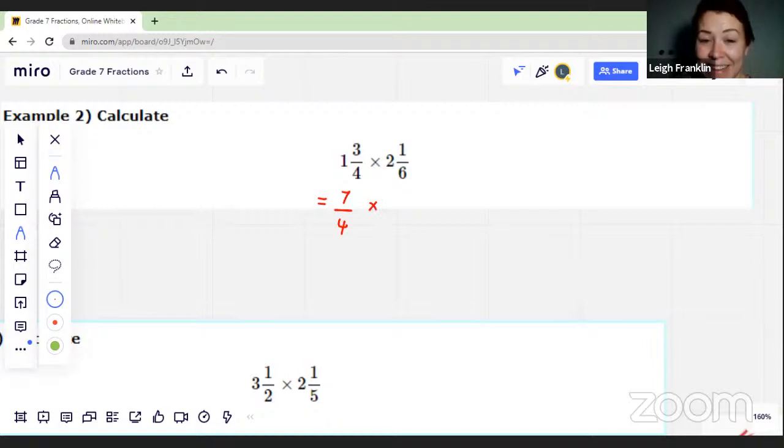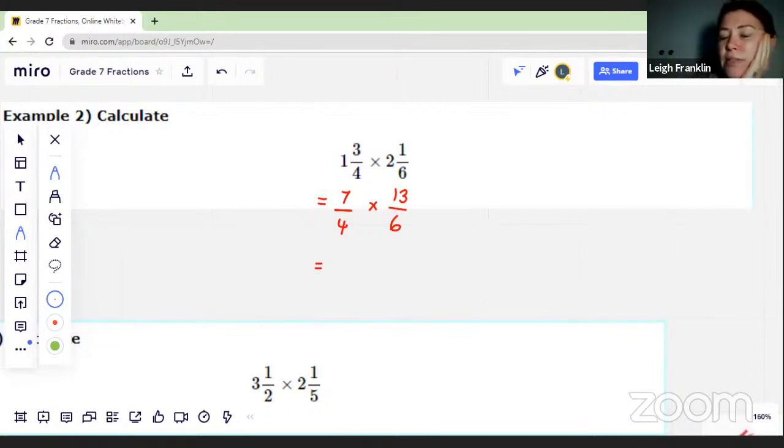And do you want to carry on going? And then you say 6 times 2 plus 1. Good. And that's going to leave you with? 13/6. Excellent. Well done. Very good. All right, and then you've got to multiply them together.